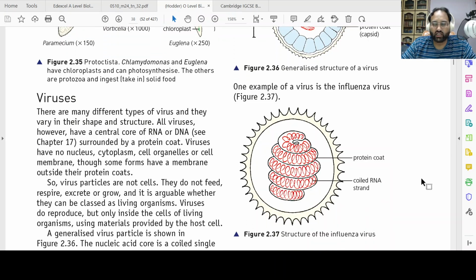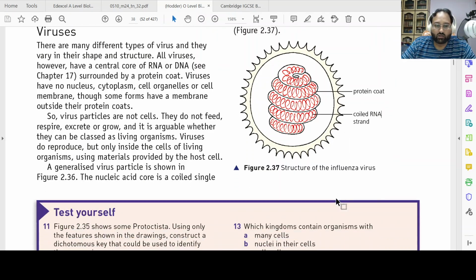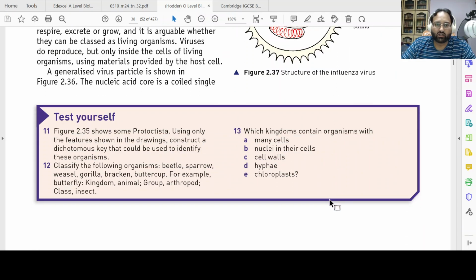And if they ask you to label it, if they mention the influenza virus, you know it has RNA. If they don't mention it, you can say RNA/DNA. Then you say protein coat and you're done. Right? And with that, we are done.